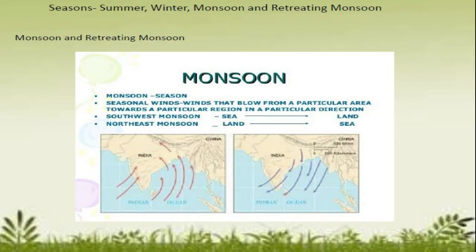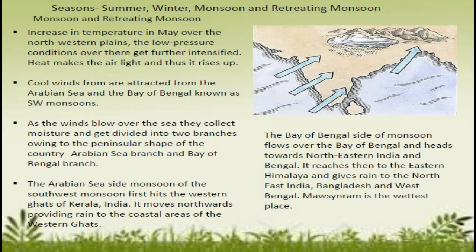The monsoons are of two kinds, the southwest and the northeast monsoons. Southwest monsoons: the increase in temperatures in the month of May gives rise to low pressure conditions. This attracts cool winds from the Bay of Bengal and Arabian Sea. These winds blow over these seas and, owing to the peninsular shape of India, get divided into two branches: Arabian Sea branch and Bay of Bengal branch.